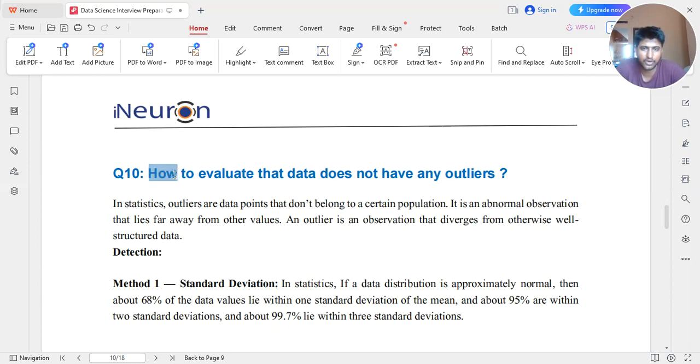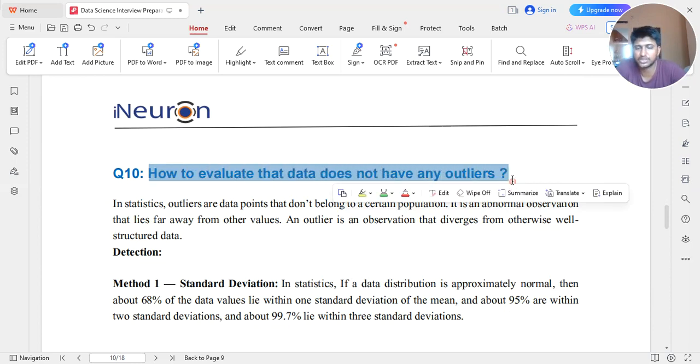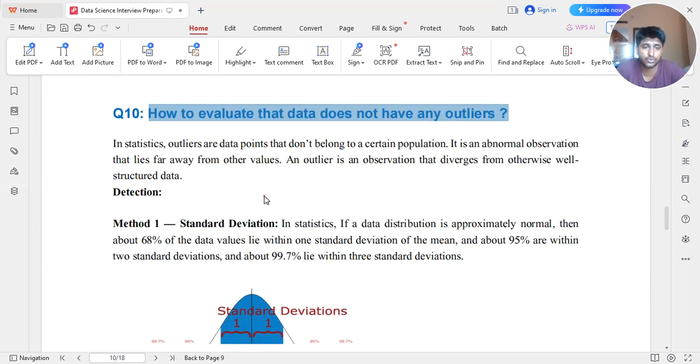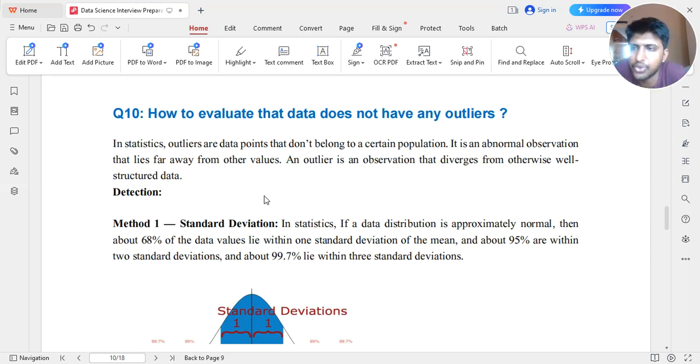So how do you evaluate that data does not have any outliers? In statistics, outliers are data points that don't belong to the certain population. It's an abnormal observation that lies away from the other values. An outlier is an observation that diverges from otherwise well-structured data. So how do you detect that?